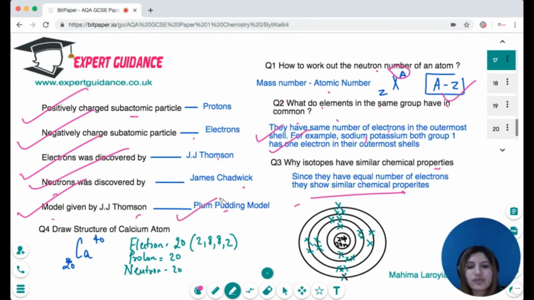Next is to draw the calcium atom. Now calcium is 40 and 20, so it means electron, proton and neutron number all is 20. Electron configuration will be 2, 8, 8, 2, so we'll draw a calcium atom. I've just drawn a tiny nucleus. You can draw a bigger nucleus showing 20 positives and 20 circles with no charge. So I've written 20p and 20n, and then you have to show 4 shells. 2 electrons in the first shell, 8 in the second, 8 in the third, and 2 in the last.